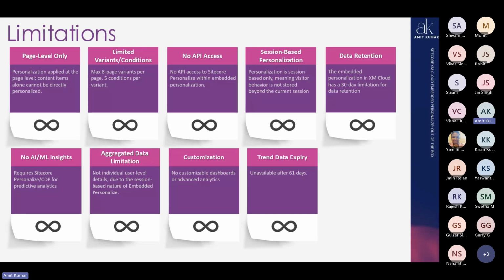AI ML is not there. Why? Because you do not have a full-fledged license, but when you go with the CDP, you get AI ML support, because it gives you AI-based dynamic segmentation so that you can personalize the user experience. Aggregate data is limited. You cannot create a set of segmentation rules or get a set of users to apply any personalization rule. No personalization, and also the trend data expiry is 61 days.